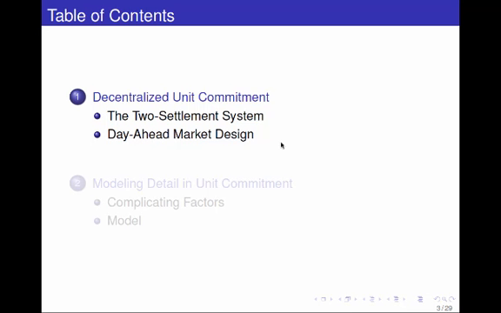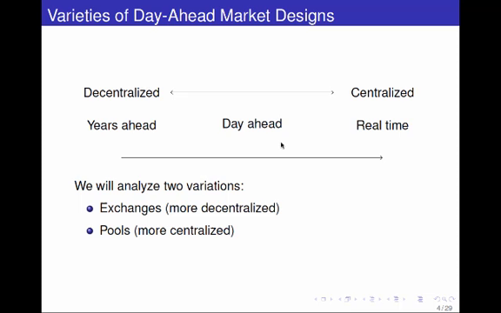So before jumping into market design for unit commitment, I'll talk to you about the two settlement system, which is the way the day-ahead market, where the unit commitment is solved, interacts with the real-time market. And then I'll jump into market design, and I'll finish the unit commitment lecture with some discussion of combined cycle units.